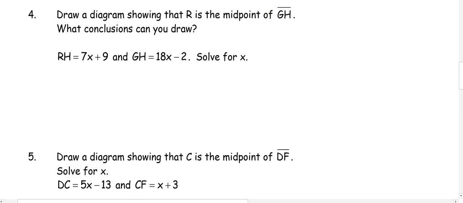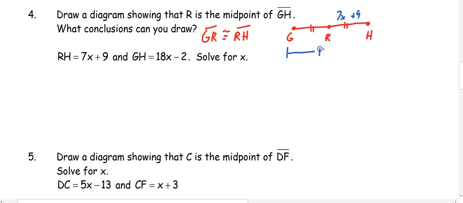Number 4, draw a diagram showing that R is the midpoint of GH. What conclusions can be drawn? So I'm going to draw a picture of G and H, and R is my midpoint. So the conclusion that we can draw then is that GR is congruent to RH. So next, they give us that RH is 7x plus 9, and that GH is 18x minus 2, which means that this piece, GR, is also 7x plus 9.